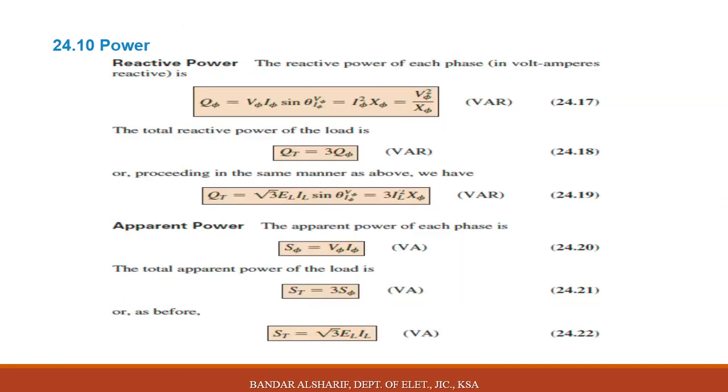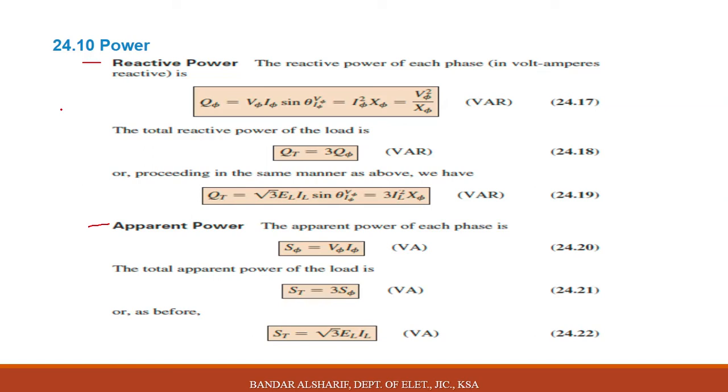Now we will talk about reactive power and apparent power. Reactive power, which is Q, you need to multiply the same thing, voltage phase, I phase, but not cosine. We need to multiply it by sine theta. Or we can say I square phase by X. See here, for reactive power we multiply by X, not R.